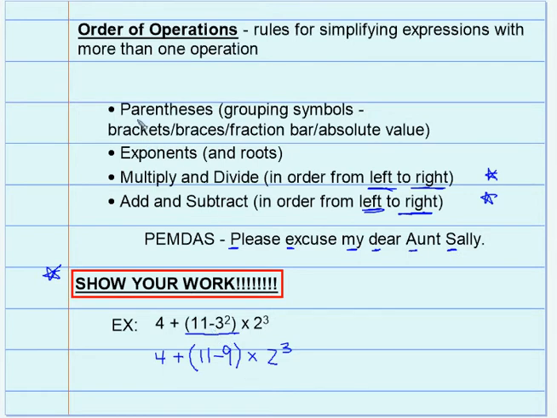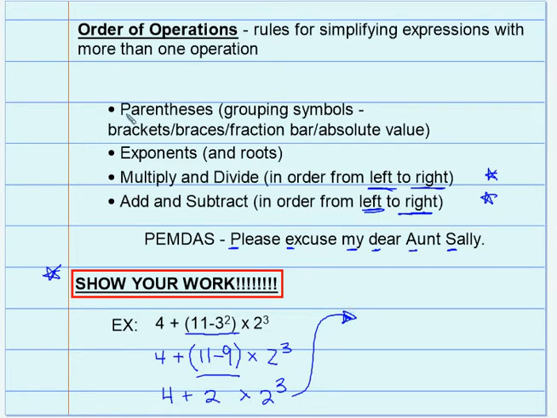Then I go back and I say simplify in parentheses. So I can simplify inside here now. Do I have exponents and roots? No. Do I have multiplication and division? No. Do I have addition or subtraction? Yes. So I'm going to simplify 11 minus 9. 4 plus 2 times 2 cubed. Okay, now I didn't leave myself enough room, so I'm going to go up here.